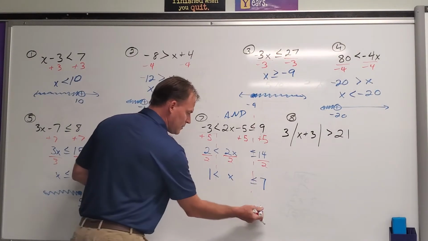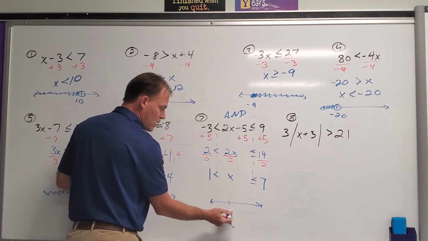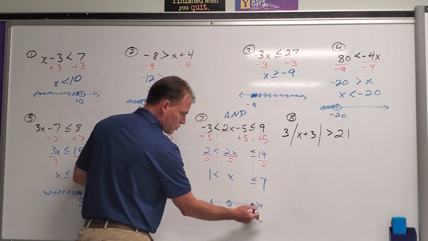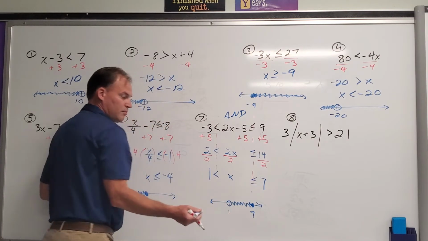It's an and statement, I'm shading open circle on the 1, closed circle on the 7, and it's an and, so I'm shading between the two numbers.